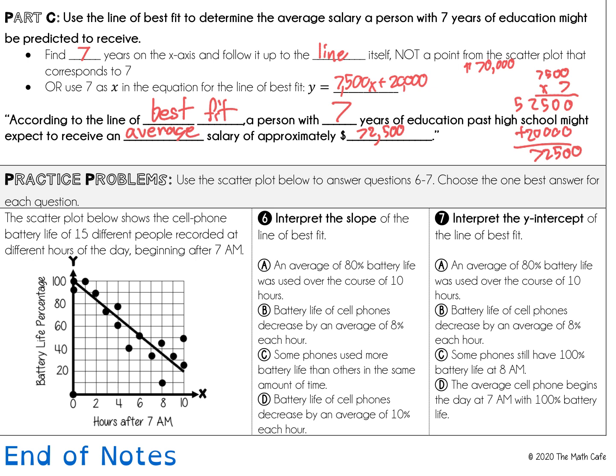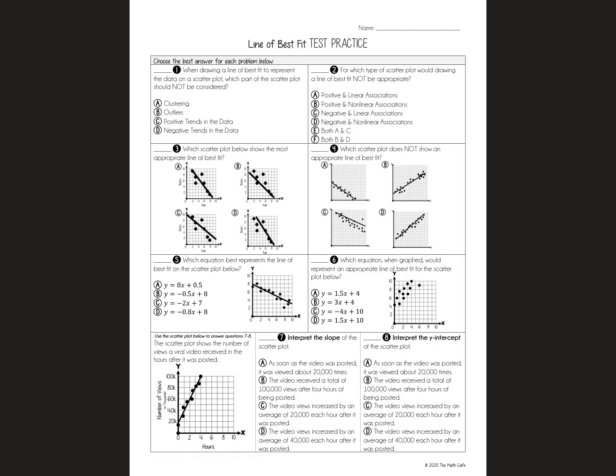You should have gotten B for number 6 and D for number 7. Now go ahead and try the last page on your own.